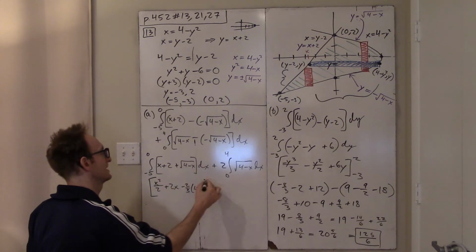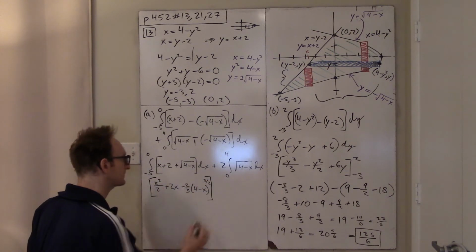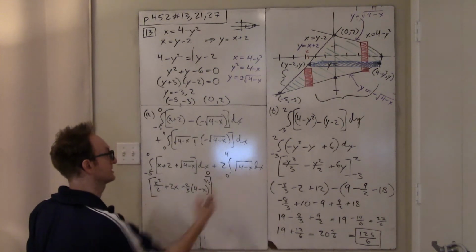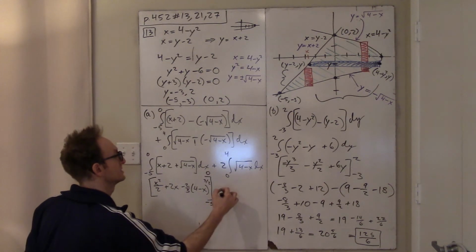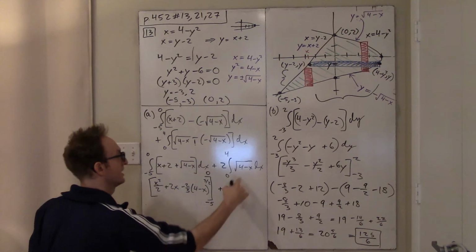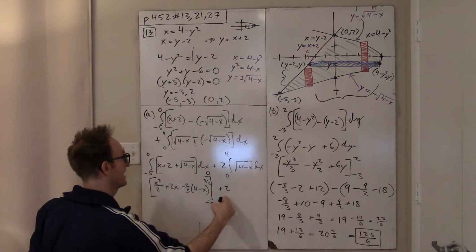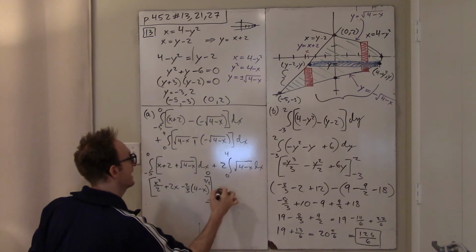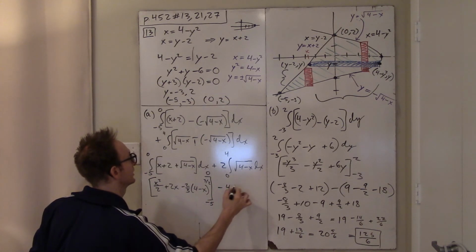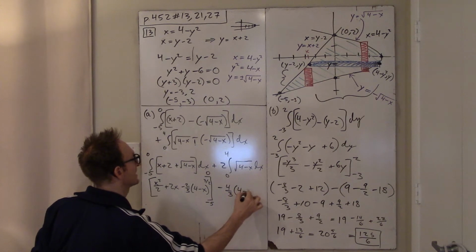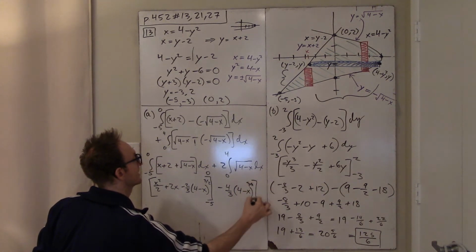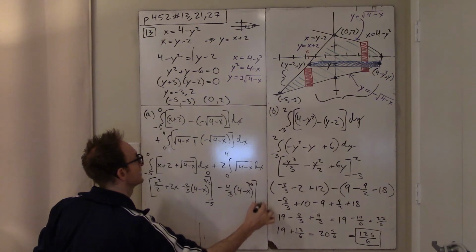So evaluated at -5 and 0. And then over here it's going to be kind of the same thing, right? So this is going to be 2 times negative 2/3 or whatever. So this is going to be negative 4/3 times 4 minus x to the 3/2, but evaluated at 4 and 0.